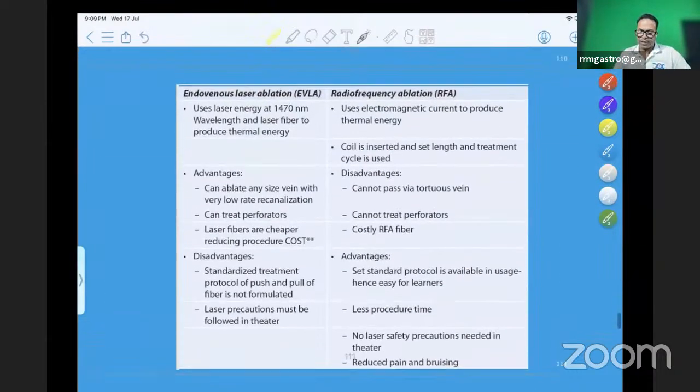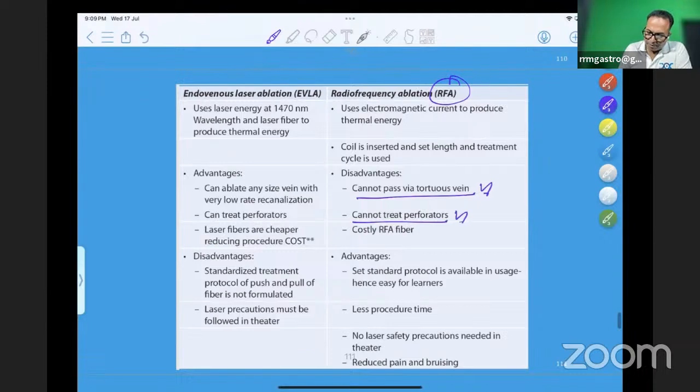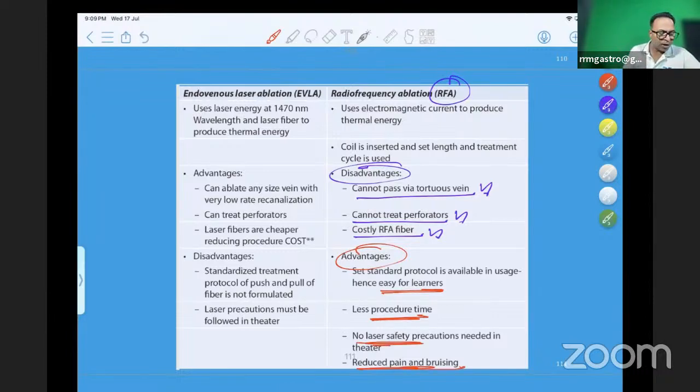I have made a table like this. Please go through this table. RFA cannot pass tortuous veins, cannot treat perforators, and is costly. These are the disadvantages of RFA. But the advantages: it is easy for learners, less procedure time, no safety protocol needed, reduced pain and bruising. Therefore, many of us are using RFA in practice compared to laser.